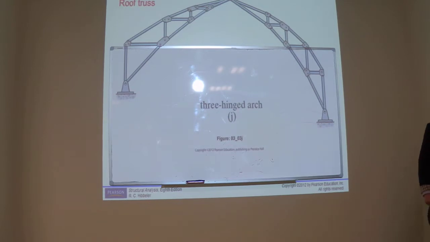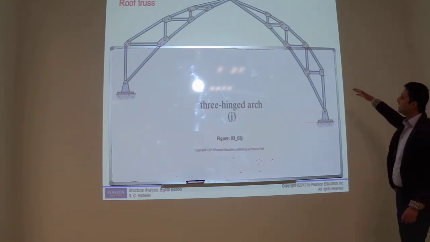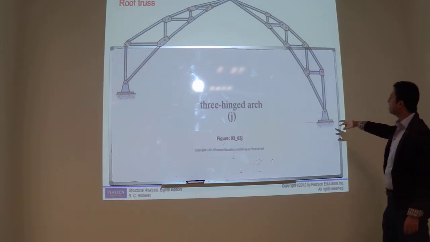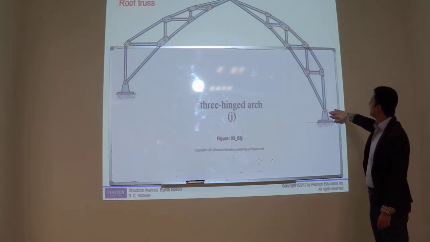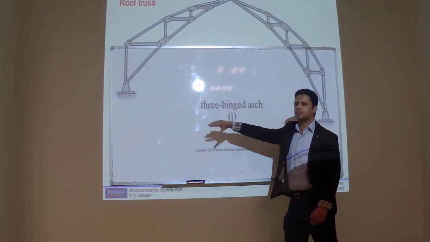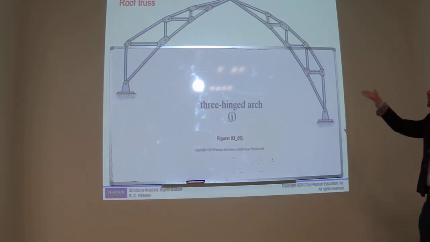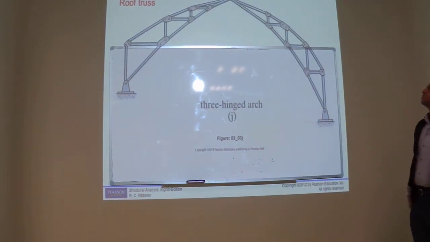3-hinge truss. Now in this truss, if you see at the top there is a hinge. If you provide a roller here, the whole structure can move this way. Because there is a pin. Pin means it can rotate at the top.